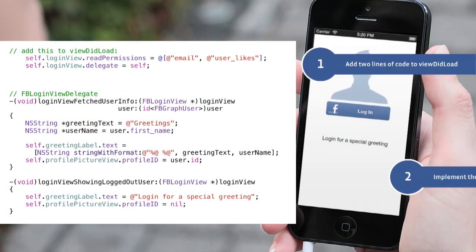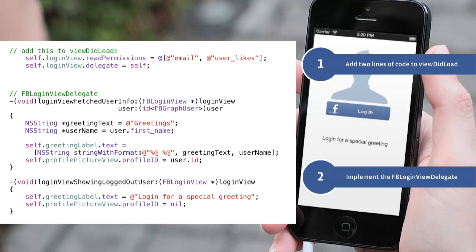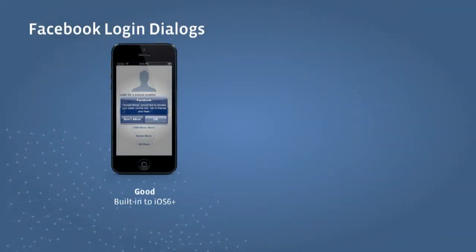So supporting Facebook login is really, really simple. You add 2 lines of code to your viewDidLoad method, and then you implement the FBLoginViewDelegate. And that's all you have to do. It's 4 methods that you have to implement in your view controller. Now we have 2 forms of Facebook login dialogues. We have the one that's built into iOS 6 and above, and it has a native iOS look and feel.